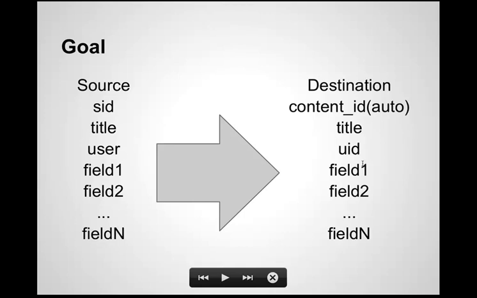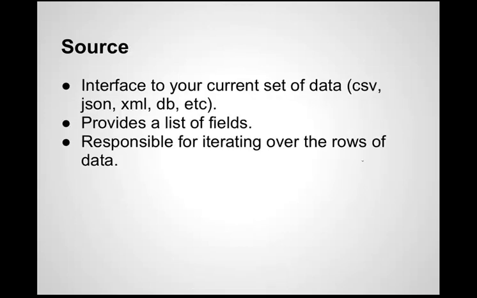So when you're doing these mappings, that's something you have to keep in mind. And in the case of Migrate, it refers to this as a source. So that's the interface to your current set of data, be it a CSV file, JSON, whatever. It's from there where you're going to provide the list of fields that are available to be mapped into your Drupal website. And it's also responsible for iterating through each row of data that's there.